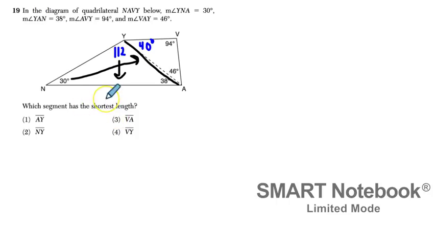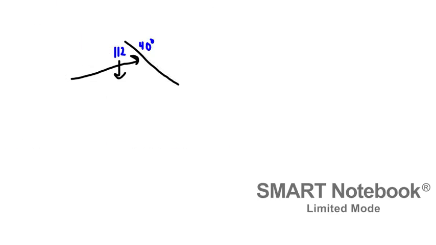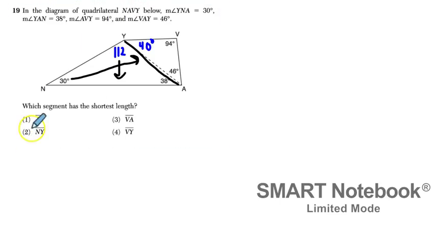So it says which segment has the shortest length. Well, we know that NY is bigger than YA because 38 degrees is greater than 30. So that's out.